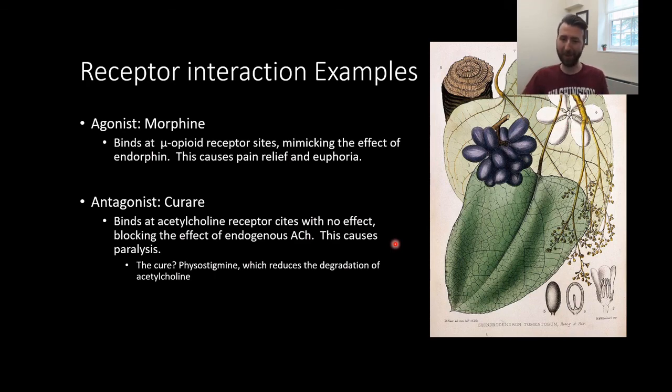Very interestingly, something that could be a cure is something like physostigmine, which actually reduces the degradation of acetylcholine. Normally, after acetylcholine signals, an enzyme called acetylcholine esterase comes along and takes it apart. What physostigmine does is prevent acetylcholine esterase from doing its thing. So basically, that means you've got more acetylcholine available in your synapses at your neuromuscular junction, which means that acetylcholine can outcompete curare and then allow you to move.